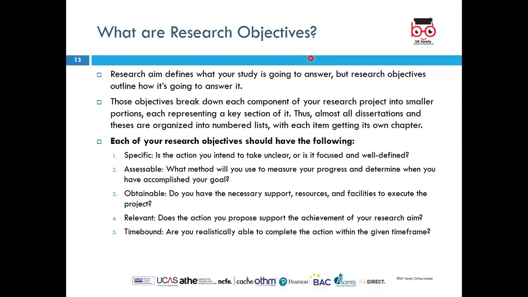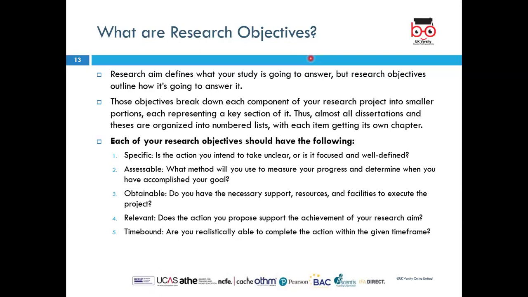So each of your research objectives should have the following. They should be SMART objectives, basically. The first is specific. So is the research you intend to take unclear, or is it focused and well-defined? So you have to talk about one specific topic. For instance, if I'm talking about social determinants of health, I'm not going to talk about economic determinants in that. I'm just going to talk about social determinants. So my research objective should be very specific.